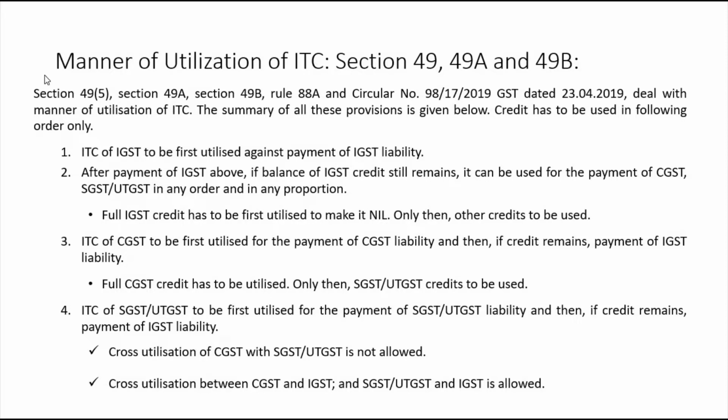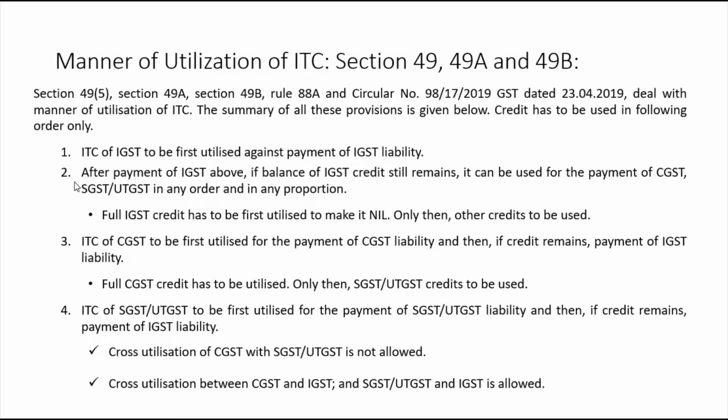Friends, in this video we are going to solve a numerical problem, and before starting that we will start with the understanding of the rule. There is a rule of using the credit, that is input tax credit. These input tax credits are of three types: IGST, CGST and SGST or UTGST. So these are the rules given.